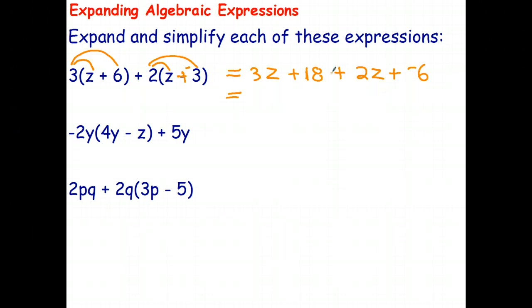Okay, let's go ahead and add the like terms. Here I have a 3z, here I have a 2z. They have the same variable raised to the same power, which is just 1. So 3z plus 2z is 5z. And I've got plus 18 plus negative 6. Well, 18 plus negative 6 is positive 12. So final answer, 5z plus 12. So basic idea here, expand the brackets, and then add like terms.